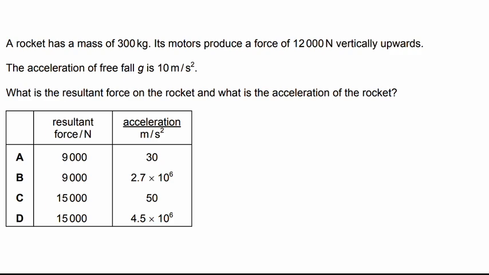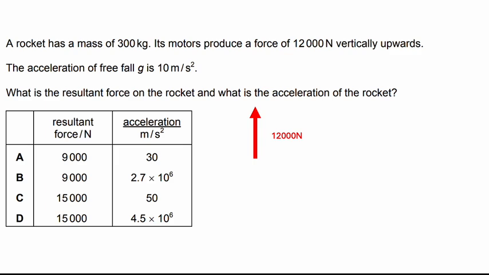We've got a rocket which produces a force of 12,000 newtons vertically upwards. So let's just think about that force. We've got a force upwards of 12,000 newtons. We're also told about the acceleration of free fall, which is 10 meters per second squared in this case, and we're asked to think about the resultant force and the acceleration. So we're going to do the resultant force and then the acceleration first, just to make our life a little bit easier. Let's think about that resultant force.